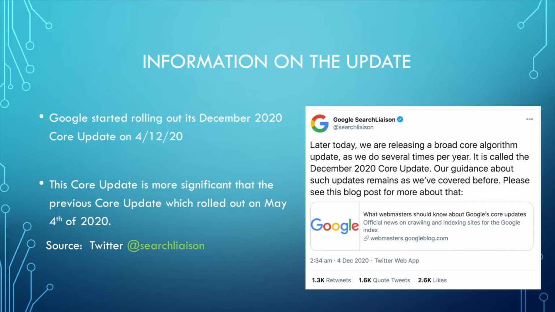This is some additional information on the update. So it started rolling out on December the 4th, and you can see on the right I've included an image of Google Search Liaison's tweet where they outline more information about the update, and they provide a link to the webmaster's Google blog to read more about it. And we know that this update is more significant than the previous one, which rolled out on May 4th of 2020, also known as Star Wars Day. And you can find this Twitter at this account over here.